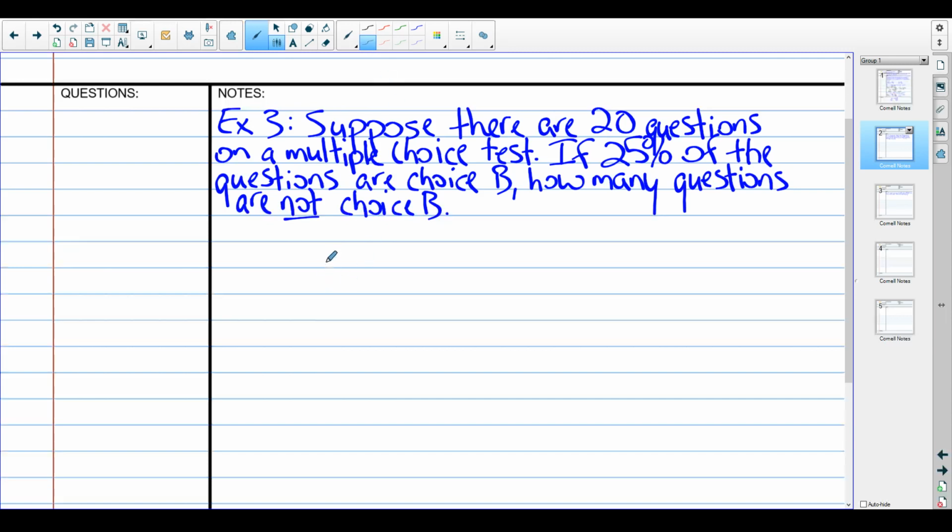Okay. So in this case, we still have part to whole. Only now it's a word problem, so part and whole represent stuff. So the part we're talking about is answer B, right? Choice B. And the whole thing is just the questions. Still have a proportion. Still numbers on one side, percent on the other. Still 100% is the whole thing.